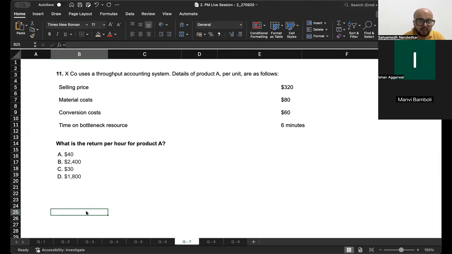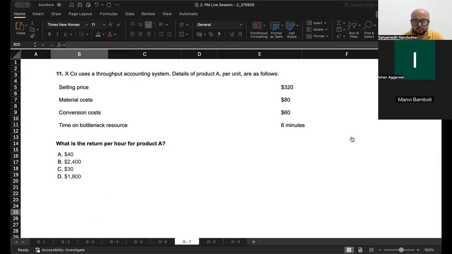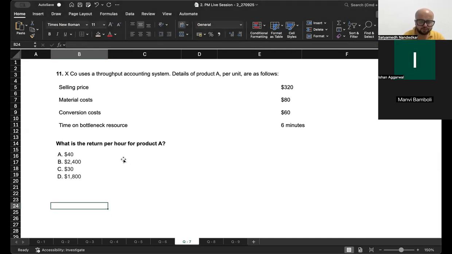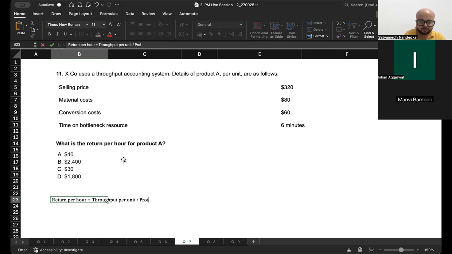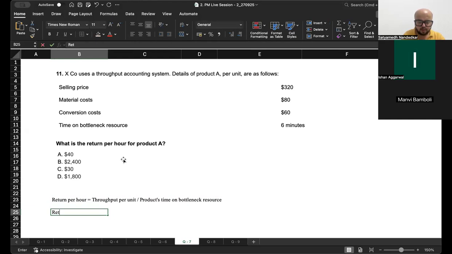How is return per hour calculated? Can you tell me? Throughput per unit divided by product's time on the bottleneck resource. Okay. So return per hour is throughput per unit divided by product's time on the bottleneck resource. ठीक है?